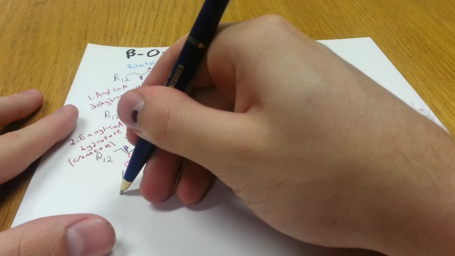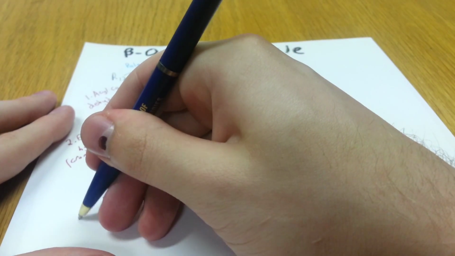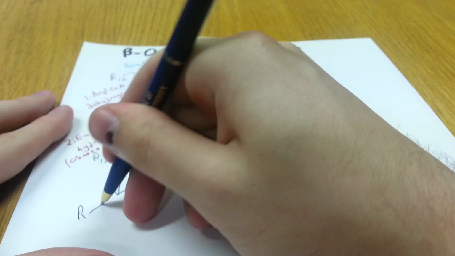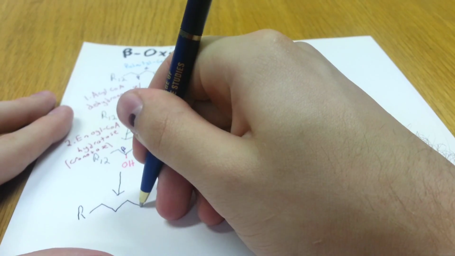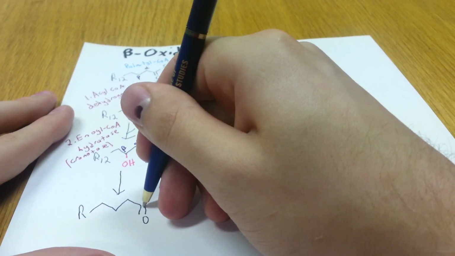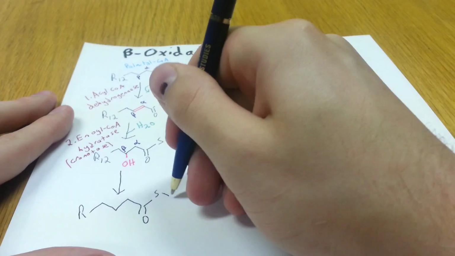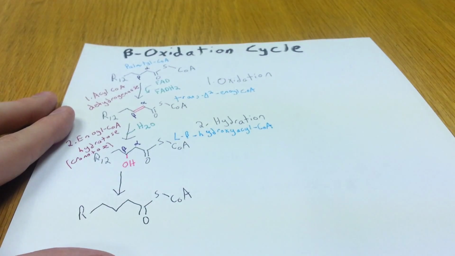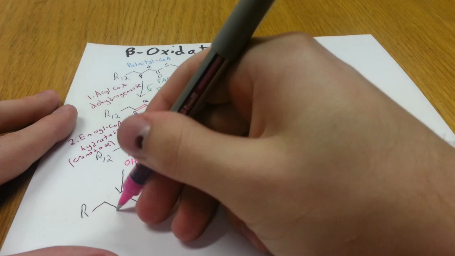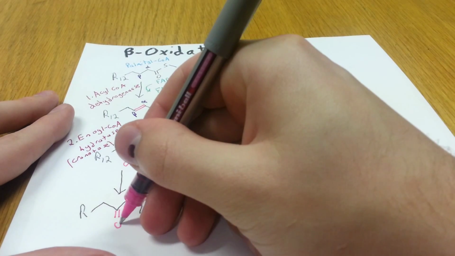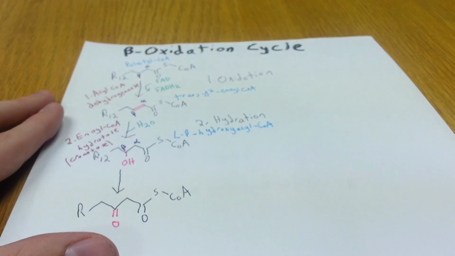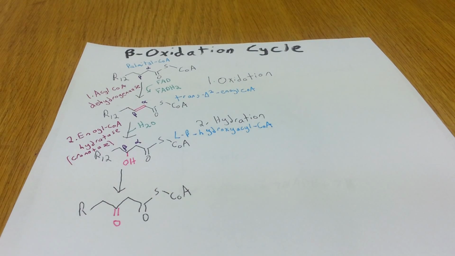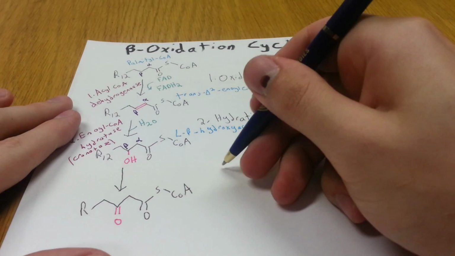Alright, third step, we still have our 12 carbons on the chain. However, the big difference now is that that hydroxy group is now a ketone. So it has formed a double bond and gotten rid of the other hydrogen, and this is also an oxidation step.